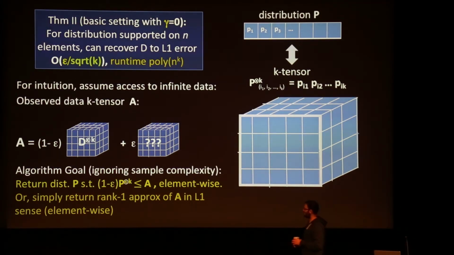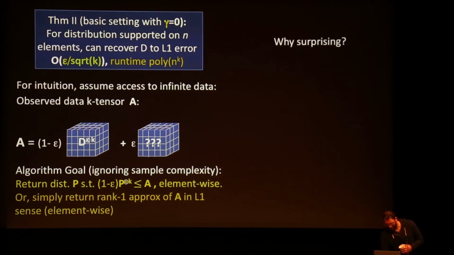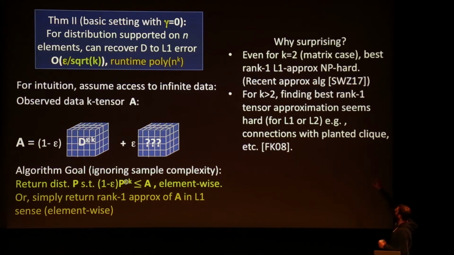Okay, so algorithmically, any of the following things would be fine. If we just take A and return some rank 1 approximation to A that's good in an L1 element-wise sense, then we would be fine. Of course, that problem is hard. Even in the matrix case, when k is 2, getting these L1 accurate estimates is NP hard, although there's a recent approximation algorithm for that. Once you get k equals 3, you're in tensor world, and now all of these approximation things are hard. There are connections to planted clique. This seems like quite a hard problem, even finding something close to the best rank 1 approximation.